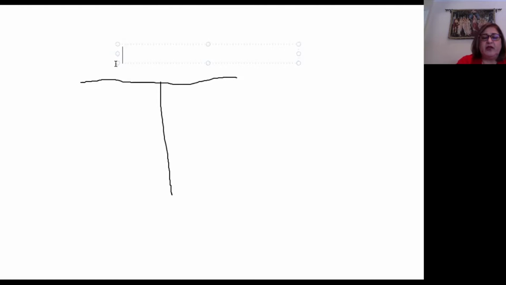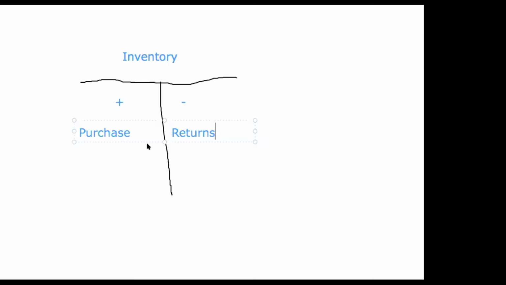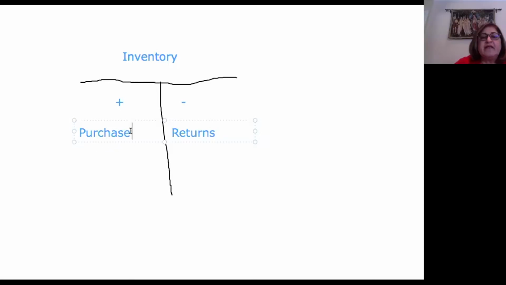So we have the inventory T account. It increases by a debit because it's an asset, and decreases by a credit. Now, what would increase inventory? Any purchase of inventory gets debited to the inventory account. If we return inventory, it reduces the inventory account. Make sense?